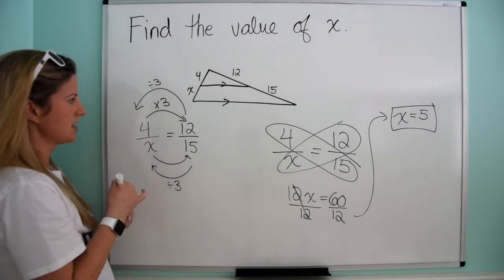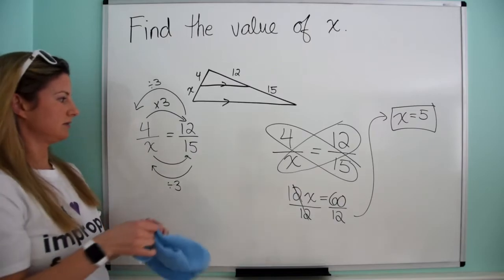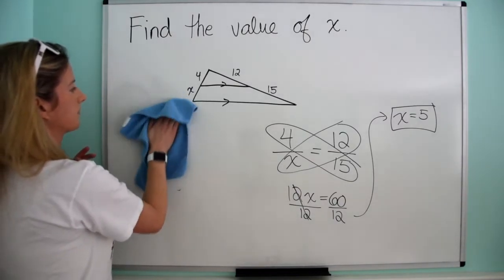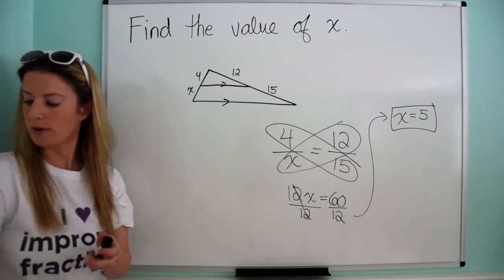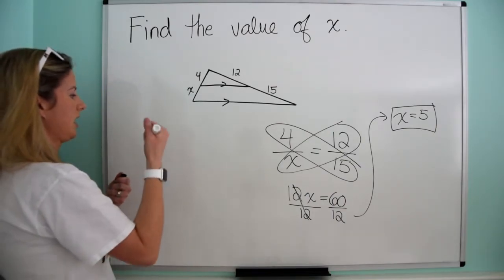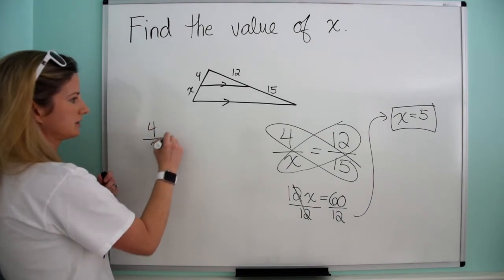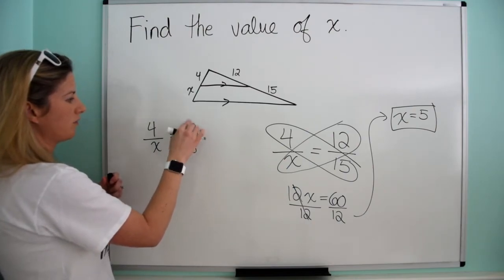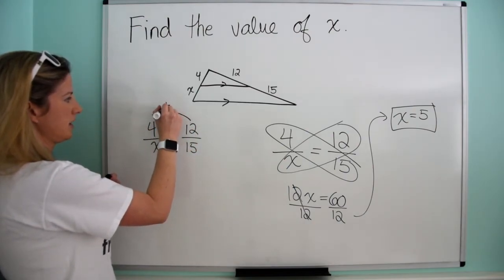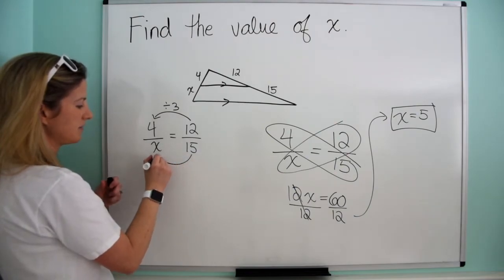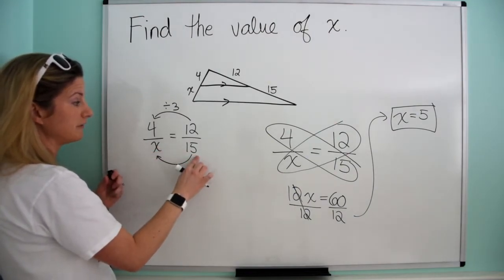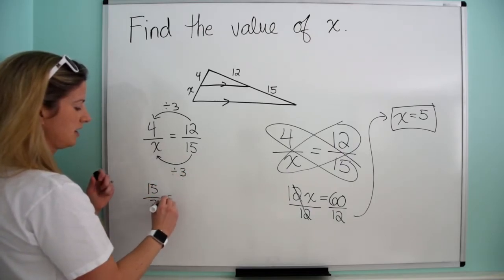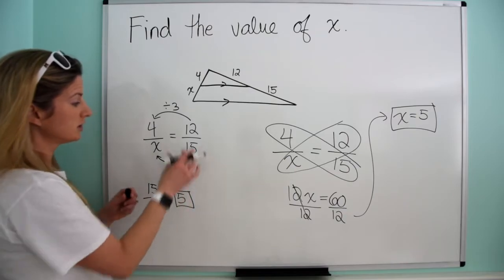I know I made that a little bit messy, so let me clear that up. I know that was fast. So let's look at it again. 4 over x equals 12 over 15. In order to go from here to here, we had to divide by 3. So we are going to do the same thing. To get this value here, we're just taking 15 and dividing it by 3. So 15 divided by 3 equals 5. That's just another way to think about it.